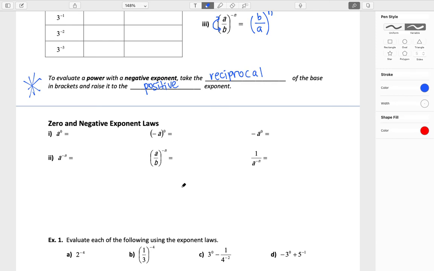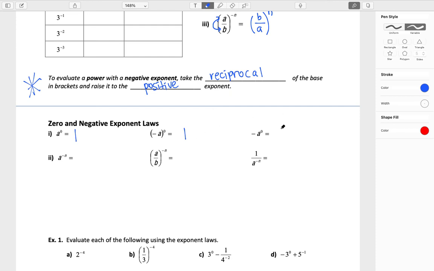Okay, so let's see, 0 and negative exponent laws. Let's do a quick review. A to the 0 is 1. And then we have a negative inside the bracket. So this will still give me 1.